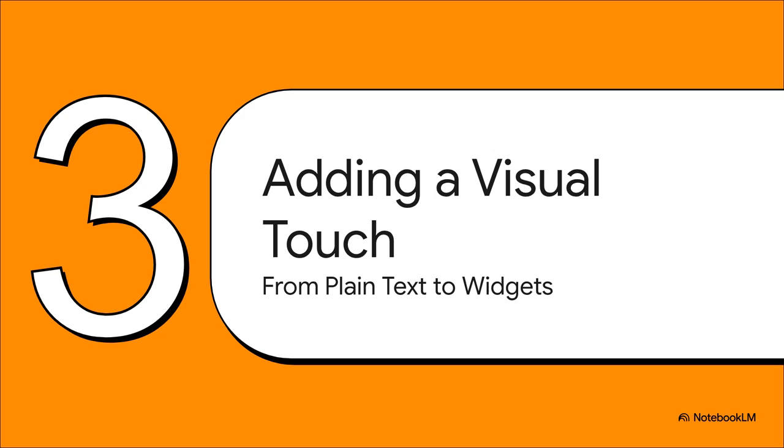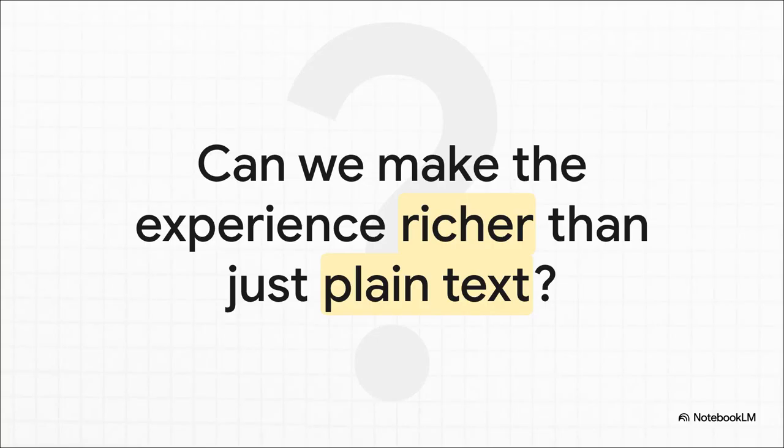Now for the really fun part: adding a visual touch. I mean, our agent is functional, which is great, but we can seriously level up the user experience by moving beyond just plain text to create something way more engaging. So, the agent works. That's fantastic. But can we make the whole experience better? Can we create something that feels a bit more special than just a block of text?